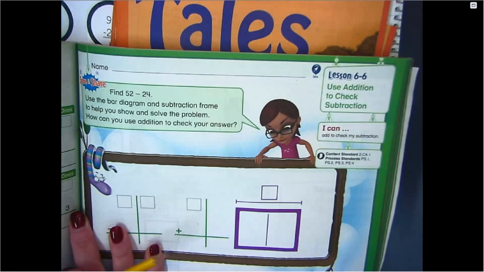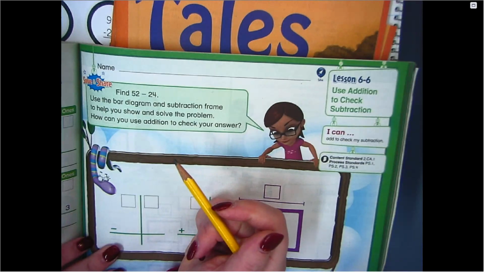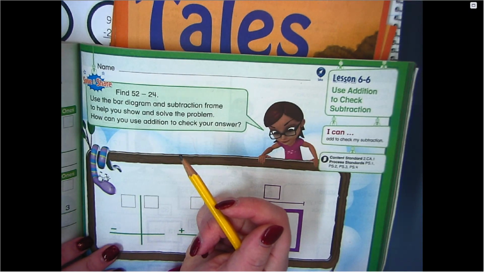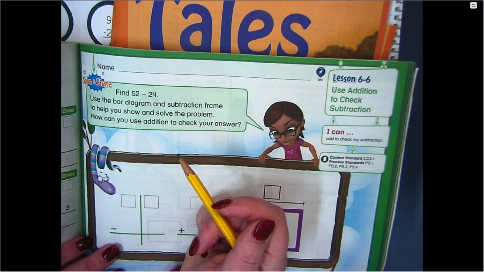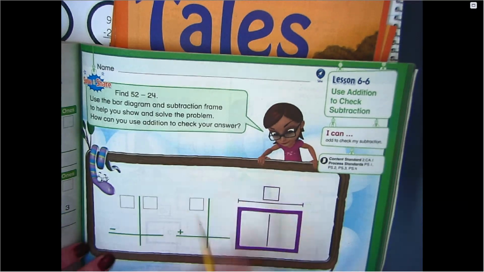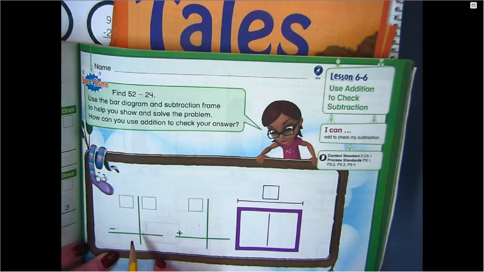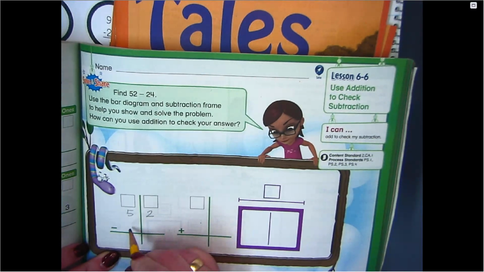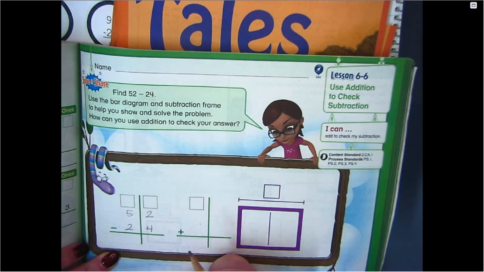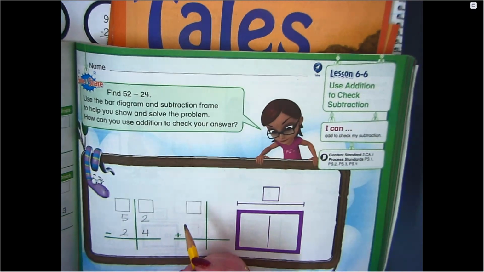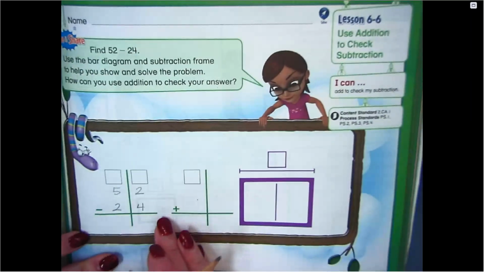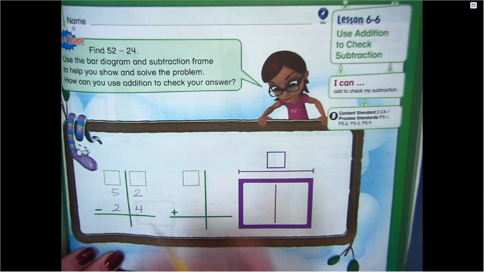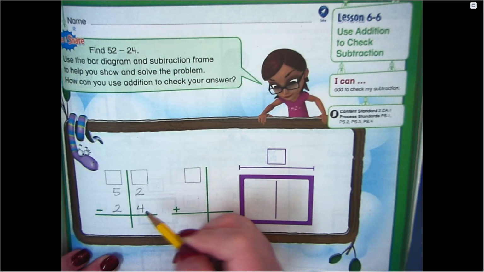All right. Our question says find 52 minus 24. Use the bar diagram and subtraction frame to help you show and solve the problem. How can you use addition to check your answer? So we are going to start here and set it up to subtract 52 minus 24. Now we have done tons of practice in the last week on subtracting these two-digit numbers.